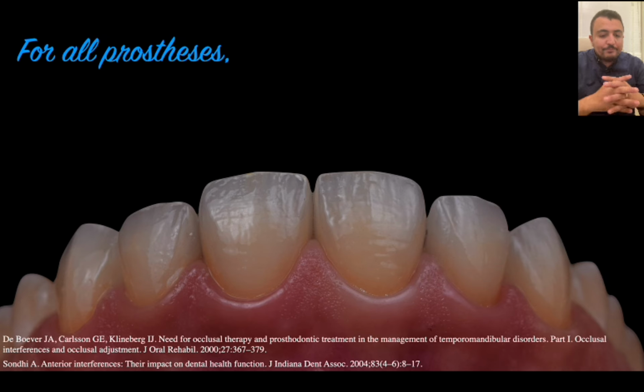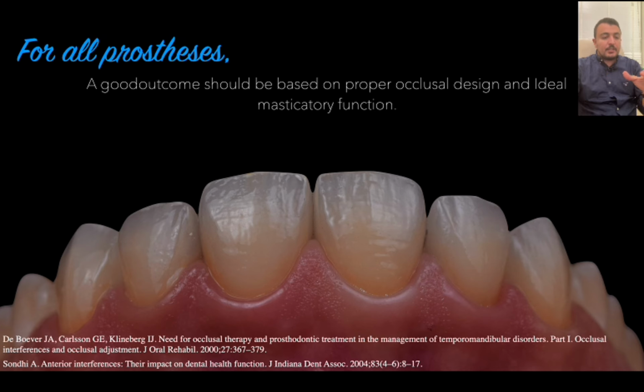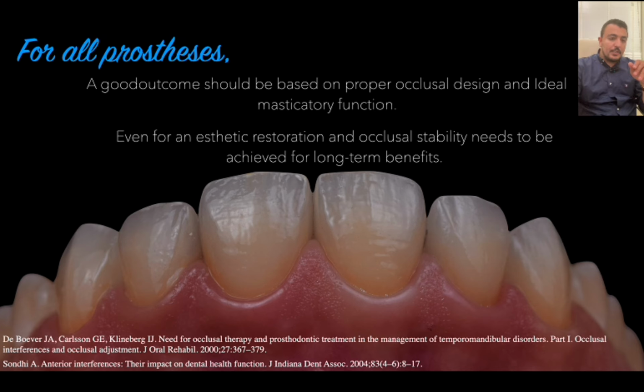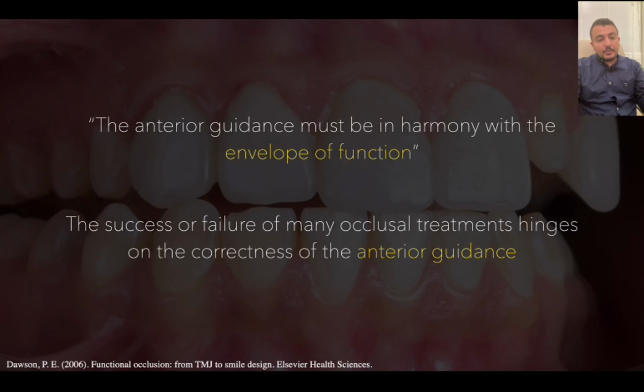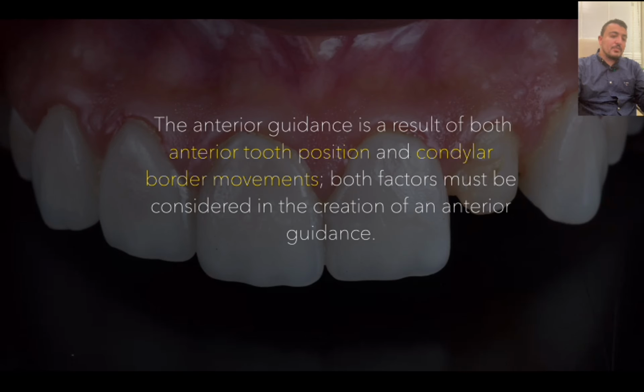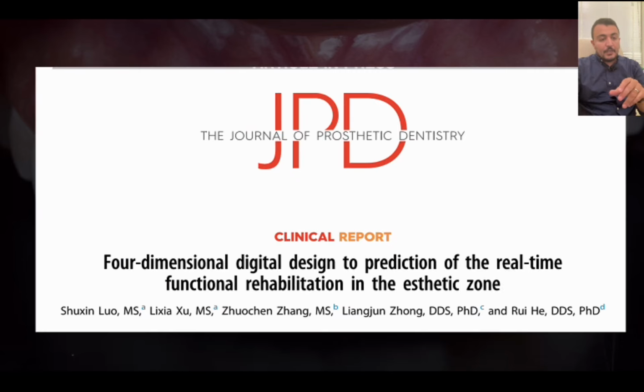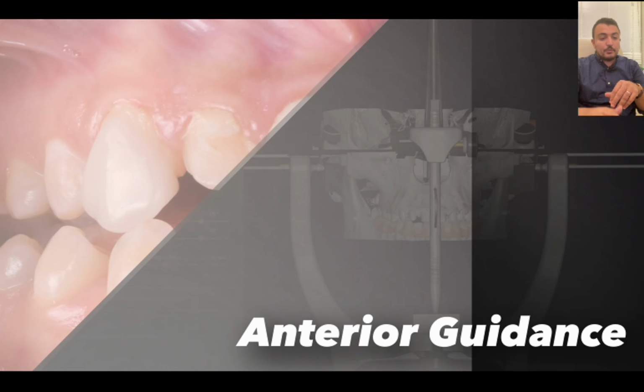So in order to enhance the guidance or the anterior guidance of this patient, we have to adjust the anterior guidance according to the patient's border movement. So a very nice outcome can be reached by scanning the patient's border movement to fabricate the restoration according to both the condylar border movement and also the anterior teeth position to reach the ideal anterior guidance. So according to the new protocols, we are not doing 2D smile design anymore. We're not doing 3D smile design anymore. We are doing a 4D smile design based on the patient's border movement.